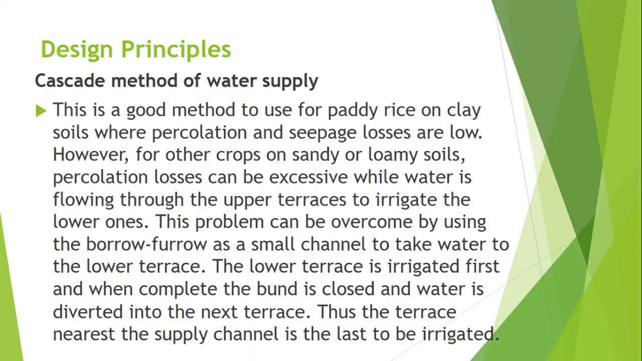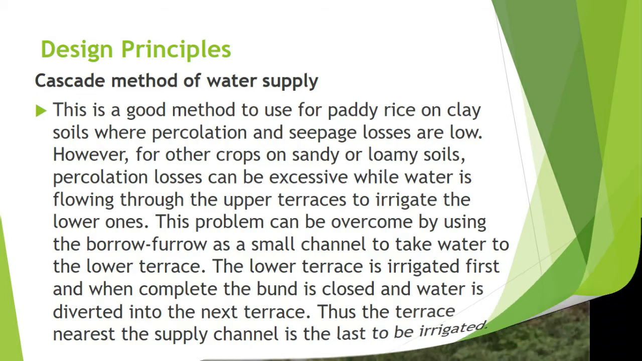Cascade method of water supply. This is a good method to use for paddy rice on clay soils where percolation and seepage losses are low. However, for other crops on sandy or loamy soils, percolation losses can be excessive while water is flowing through the upper terraces to irrigate the lower ones.